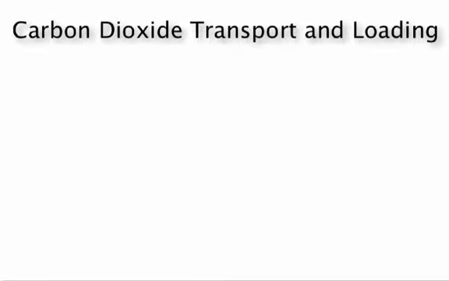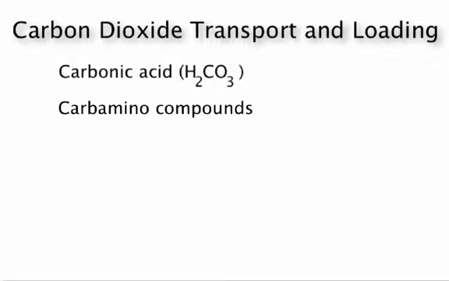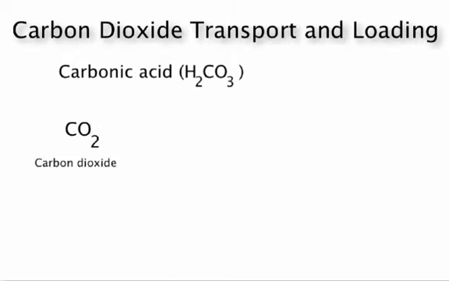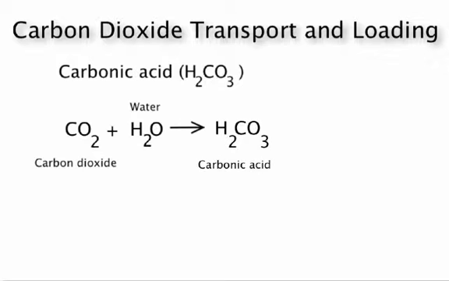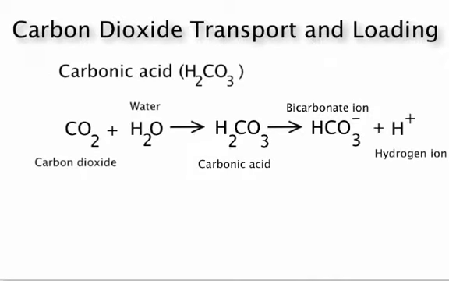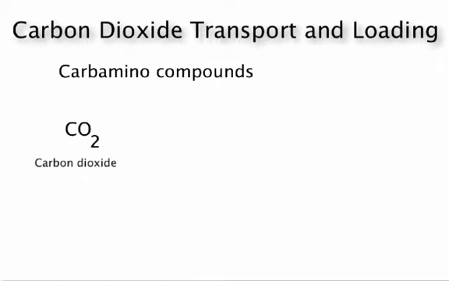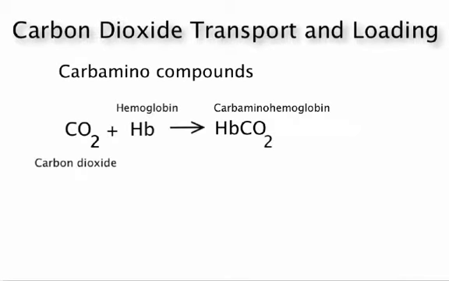In the blood, carbon dioxide is transported in three forms: carbonic acid, carbamino compounds, and dissolved gas. The vast majority of the carbon dioxide is hydrated, which means it reacts with water. This forms carbonic acid. Carbonic acid then dissociates into bicarbonate and hydrogen ions. A much smaller amount binds to the amino groups of plasma proteins and hemoglobin to form carbaminohemoglobin. And the remaining carbon dioxide is carried in the blood as dissolved gas.